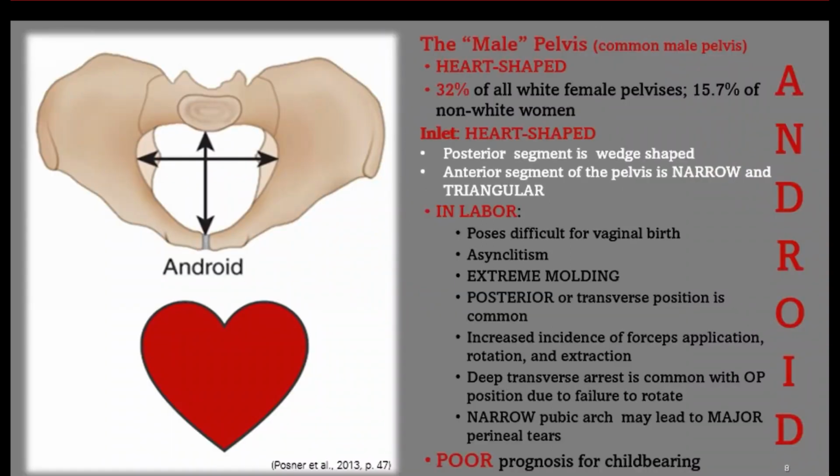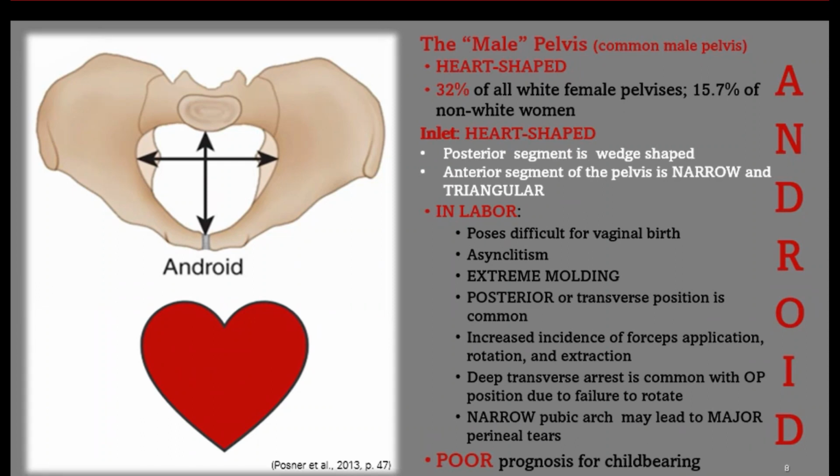The next pelvis we're going to talk about is the android pelvis. The android pelvis is known as the male pelvis because it's most common in men. This pelvis is heart-shaped and accounts for approximately 32% of all white females and 15.7% of non-white women. The posterior segment of the inlet of this pelvis is wedge-shaped, while the anterior segment is kind of narrow and triangular. You can see that here. The posterior sagittal diameter is short in comparison to the anterior sagittal diameter. There is limited space in the posterior portion of the pelvis for accommodating the fetal head.